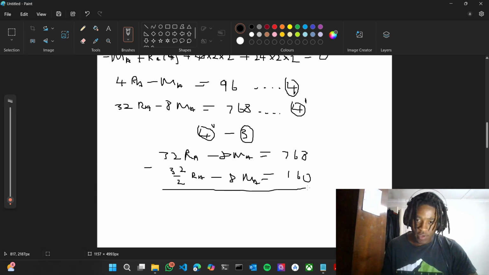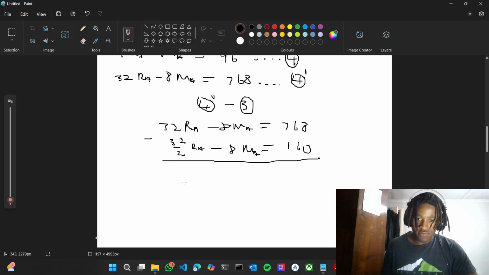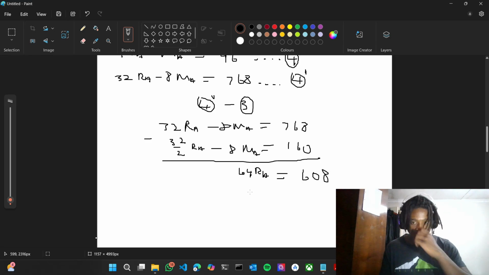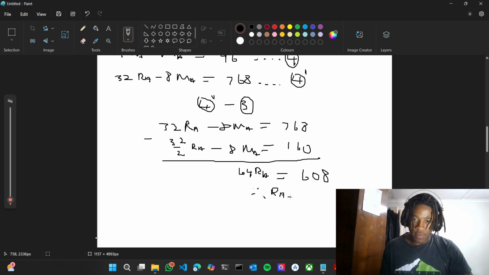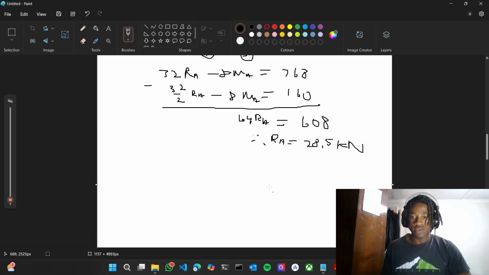Alright, let's evaluate that. It will give us 64 RA equals 608, which therefore means RA is equal to 28.5 kilonewtons. Lovely.